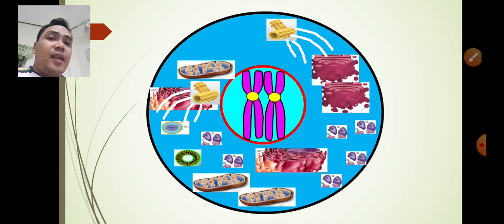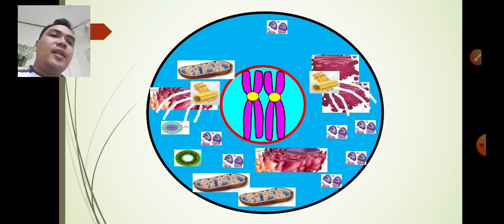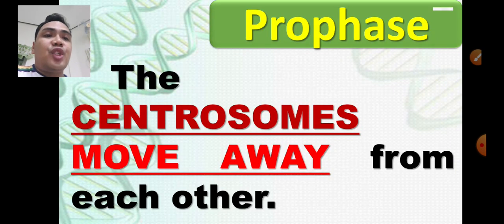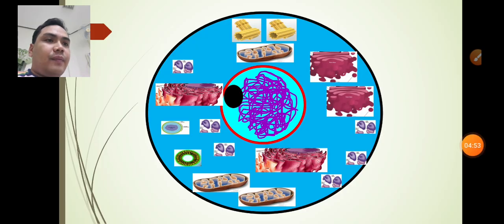And then the last but not the least, as you notice, the mitotic spindle moves away from each other, or let's say the centrosomes move away from each other. Okay, so these are the four main events under the prophase stage.